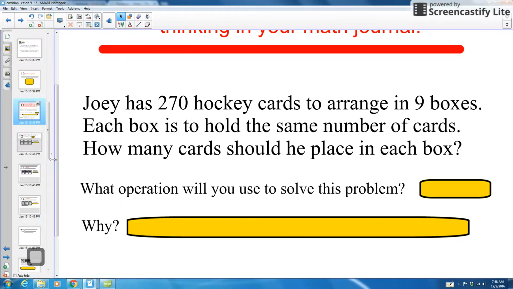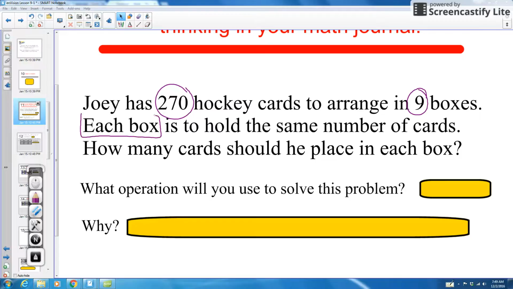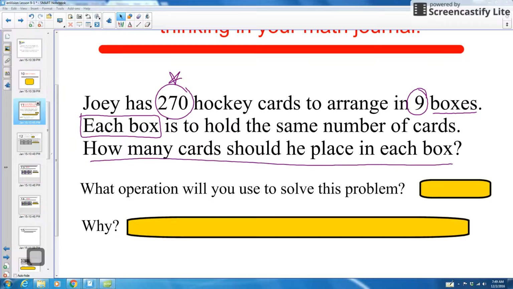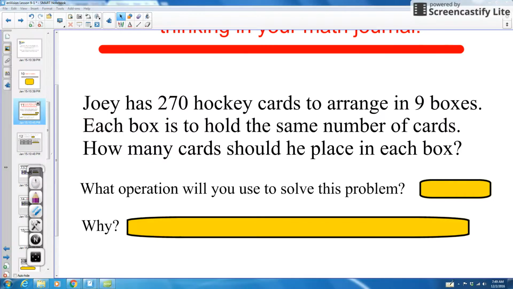So with division, you're going to notice in our word problems, we're still going to apply our cubes, but you're going to notice some different keywords. We have each box. Boxes are our groups here. So we know we have 9 boxes, but we don't know how many go into each box, but we have a total of 270. Because we're starting with such a large number and we're working to a smaller number, that's what's going to tell us that we need to do division to solve our problem.